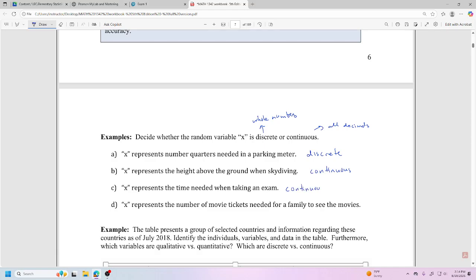So continuous. And then finally, the number of movie tickets you need. Yep, you got it. Discrete, whole numbers. You either get a ticket or you don't get a ticket.